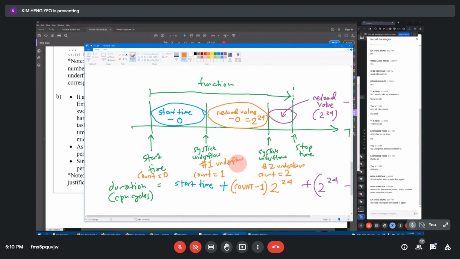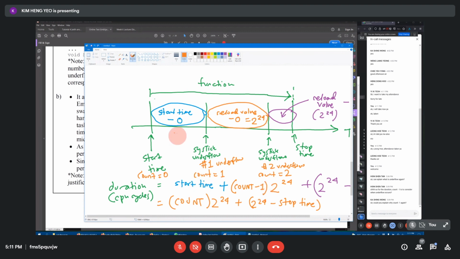Now, if you don't want count minus 1, then you just initialize count to minus 1. Because we initialize count equal to 0, the first underflow becomes 1 and the second underflow becomes 2. Or if you don't want to use count minus 1, you can also say it is equal to count multiplied by 2 power 24 plus 2 power 24 minus stop time. So where did the minus 1 go? It gets absorbed by start time. Start time absorbs the 1.